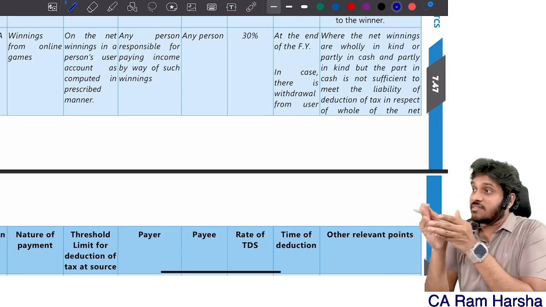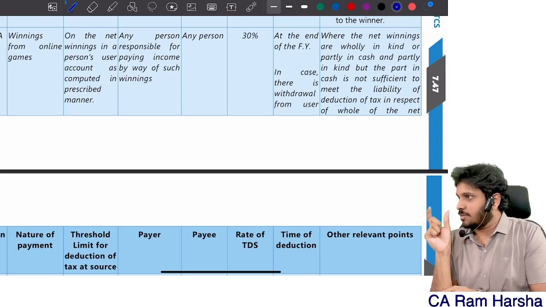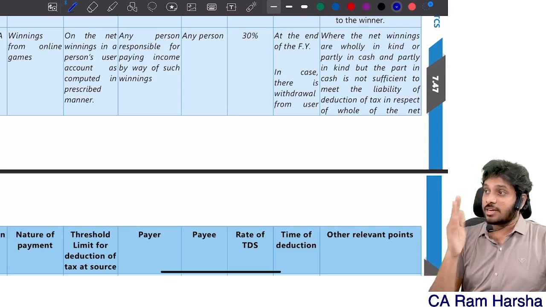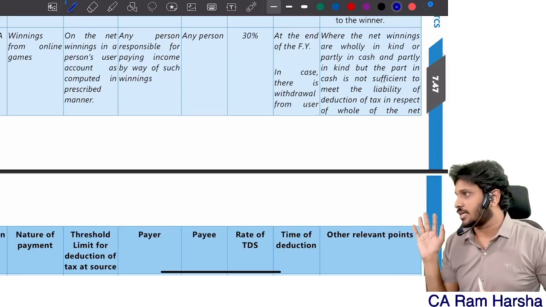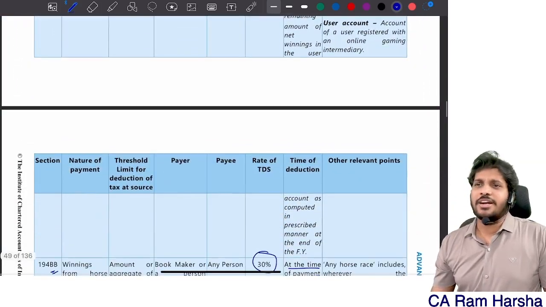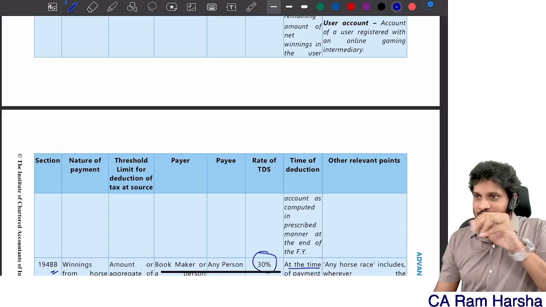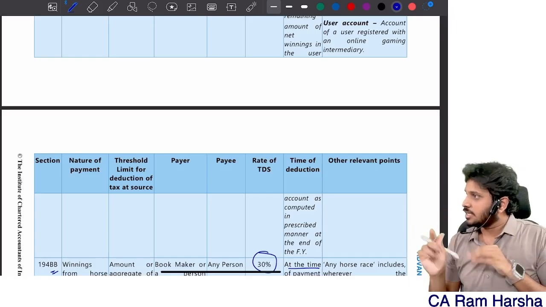So at the end of the financial year, what is the net winning amount will be there? On that TDS will be applied. Or suppose you are not waiting up to end of the financial year, you are withdrawing in between itself. That time itself 30% will be deducted. Are you clear? Suppose if the winnings are given in kind, ensure that you collect the tax from him and then release the winning, the non-monetary item. That's it.